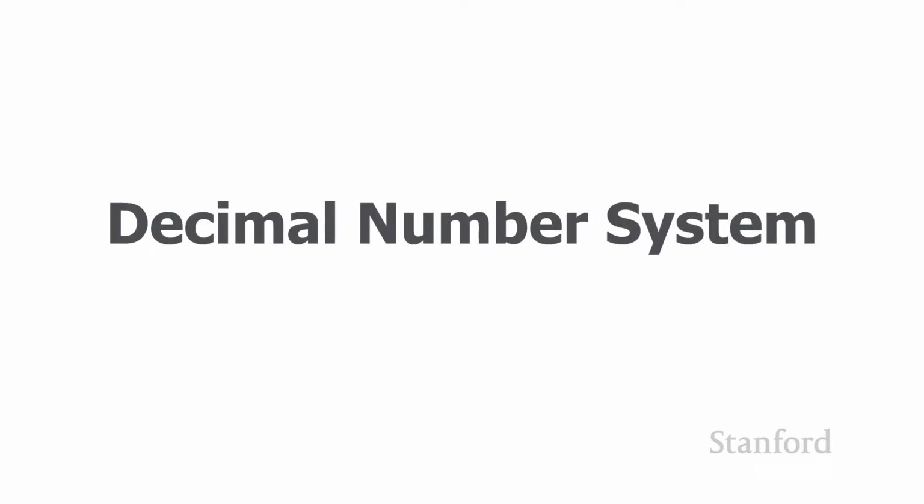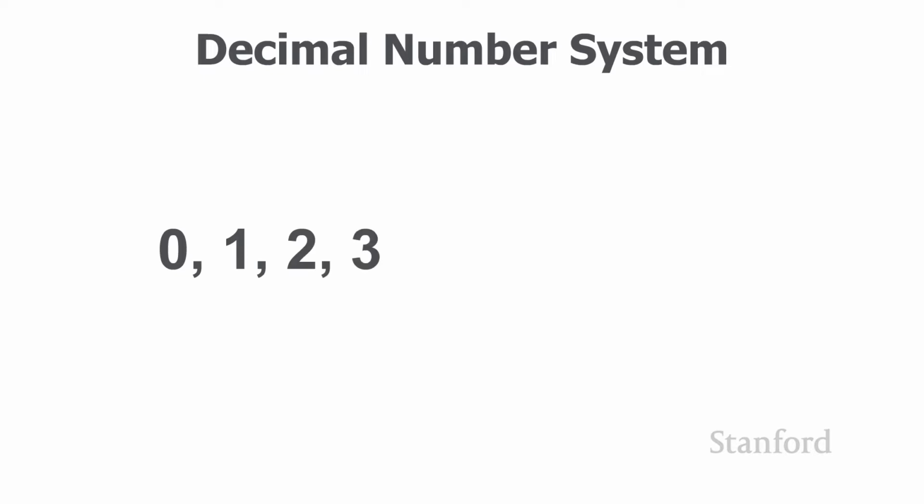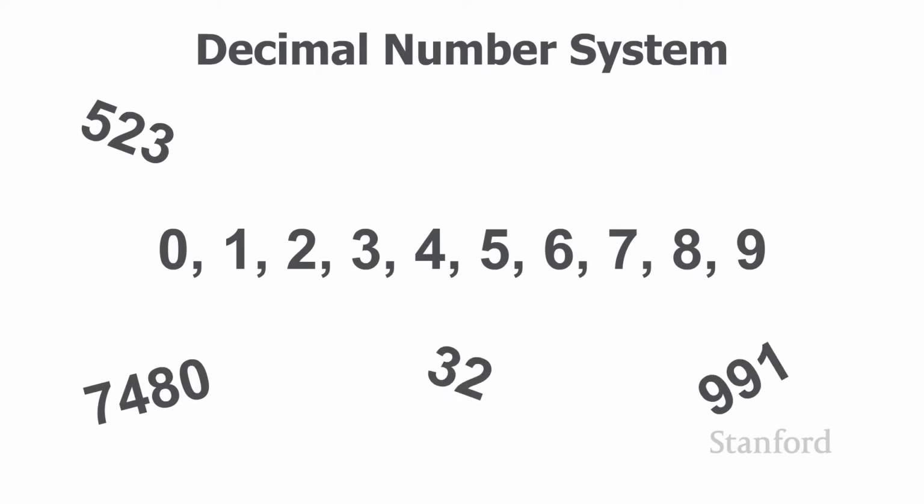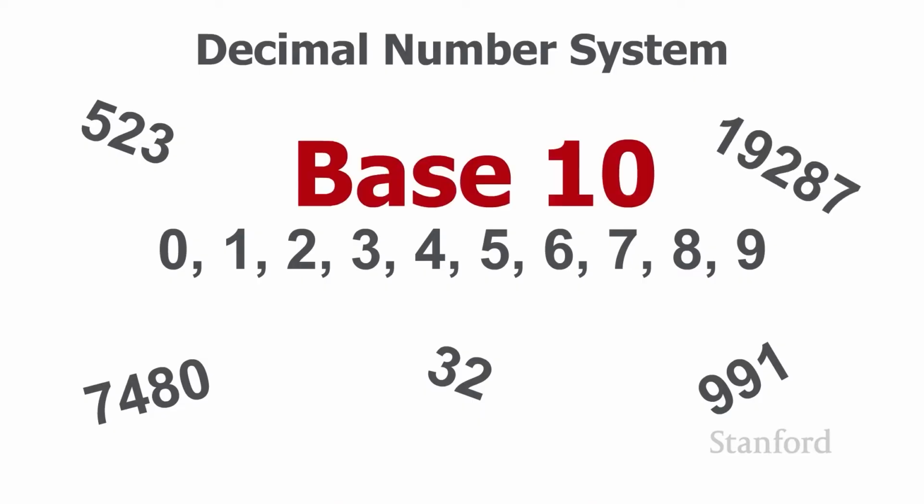Decimal numbers are based on the decimal number system, which is the number system that you are used to. In the decimal number system, there are 10 different digits, 0 through 9. All the numbers that you're used to seeing contain these 10 different digits. We also sometimes refer to this number system as base 10.